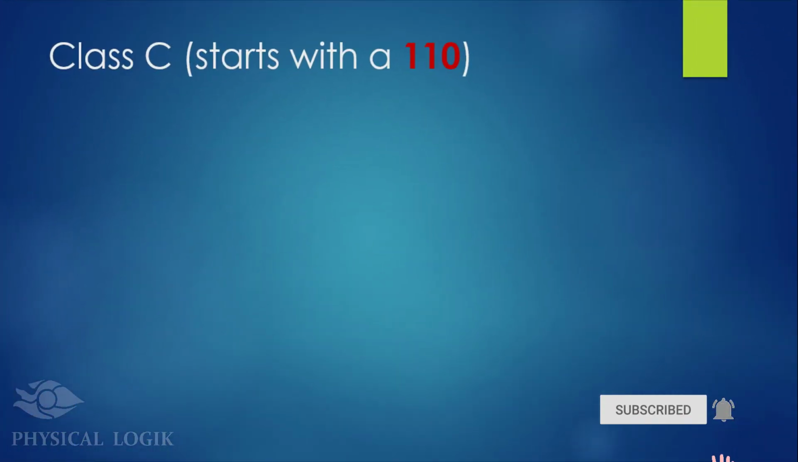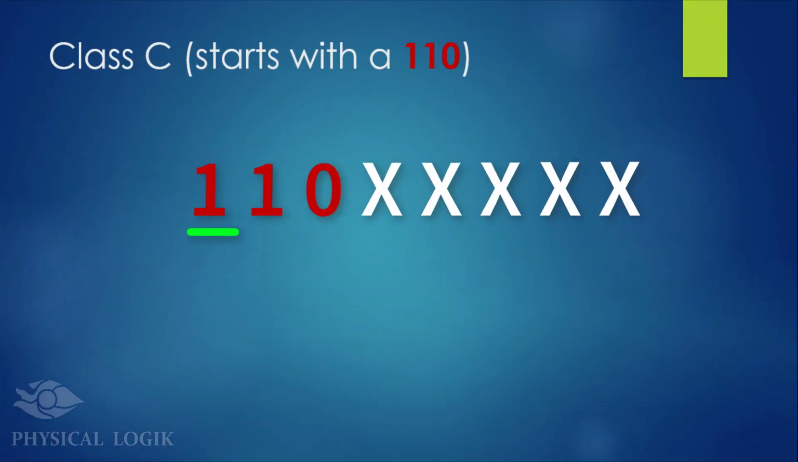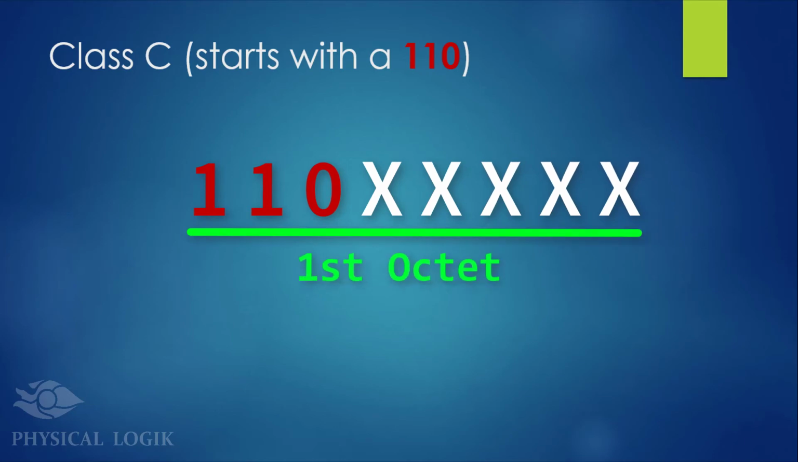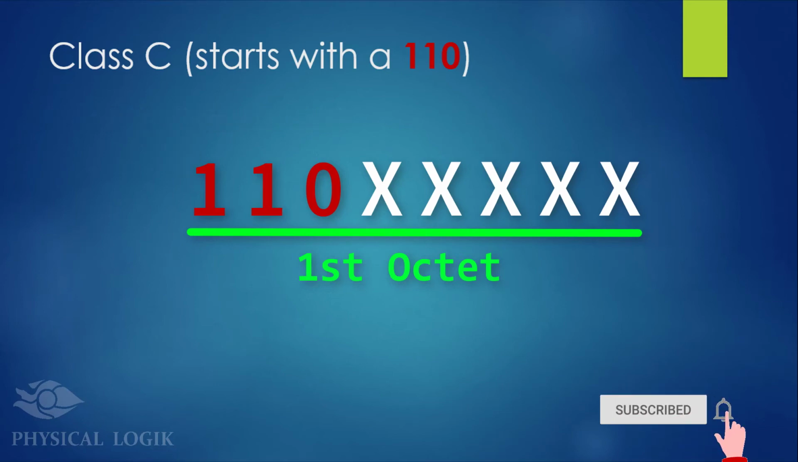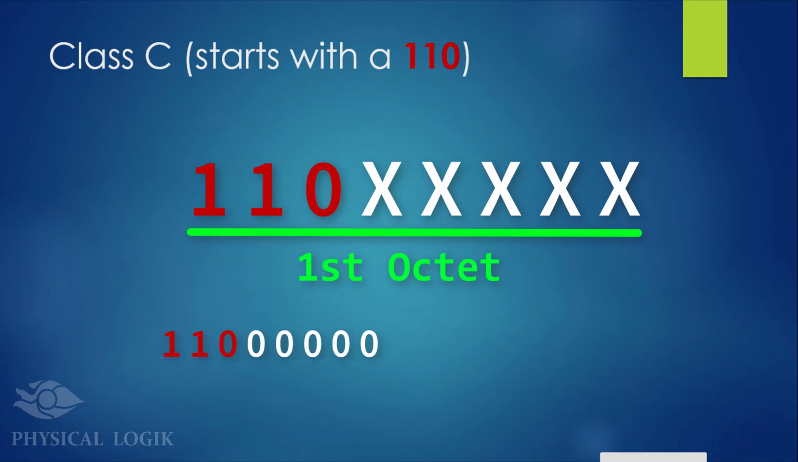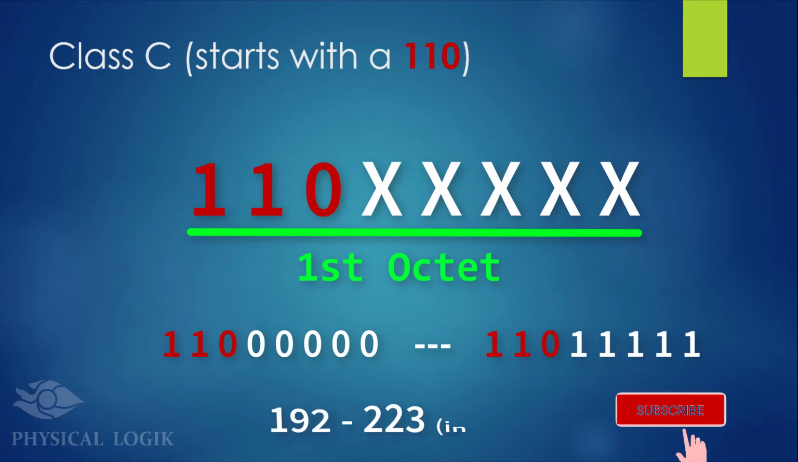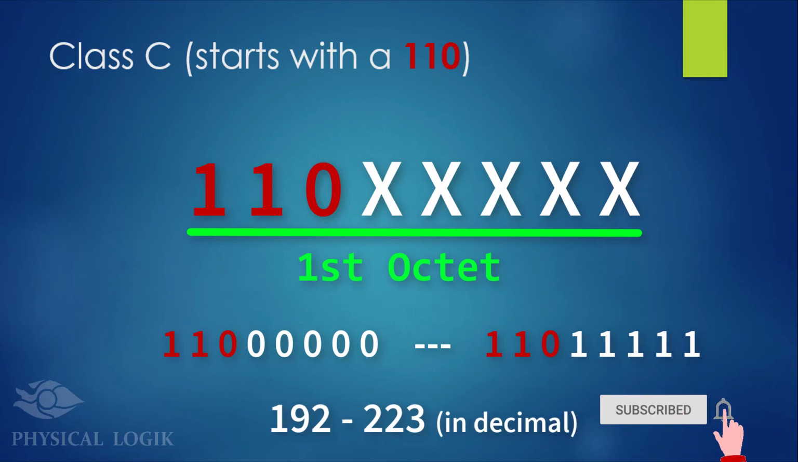Class C. In Class C IP addresses, the higher order bits are 110. This means the possible values you can have for Class C IP addresses is between when all the other bits are zeros and when all the other bits are ones. That gives a decimal value between 192 and 223.